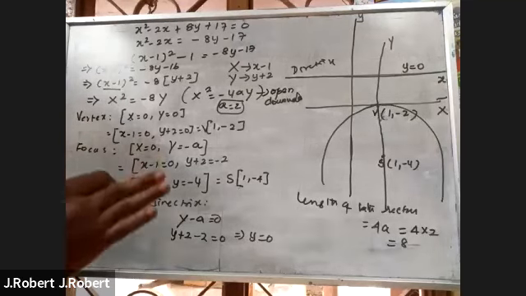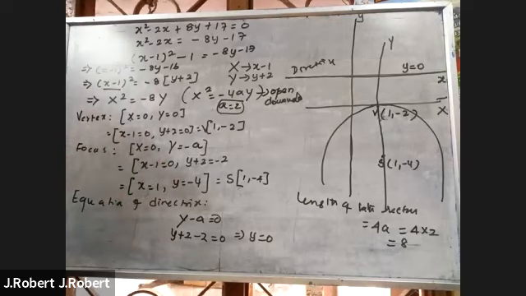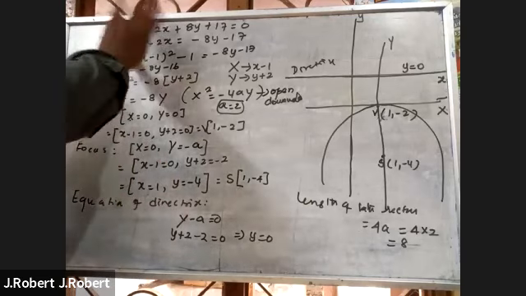For a parabola, in the equation, we have only one square, whether it's x square or y square. Look, we have only x square.